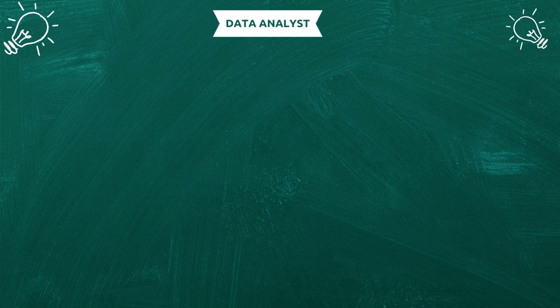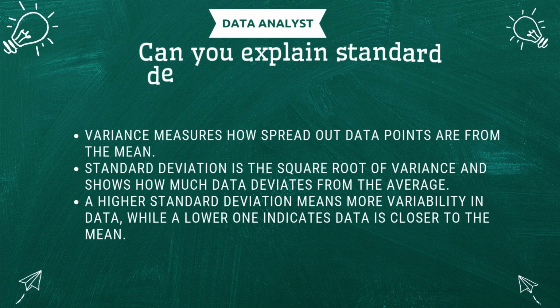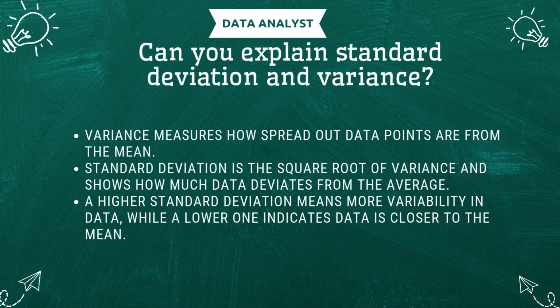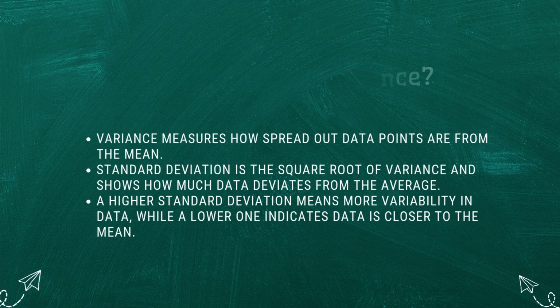Can you explain standard deviation and variance? Variance measures how spread out data points are from the mean. Standard deviation is the square root of variance and shows how much data deviates from the average. A higher standard deviation means more variability in data, while a lower one indicates data is closer to the mean.